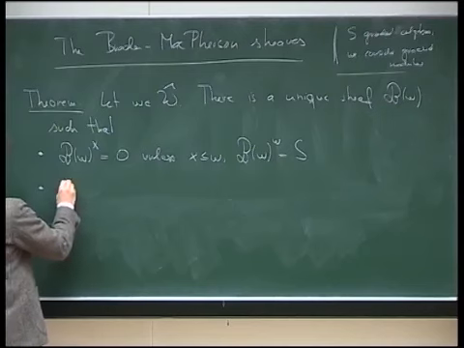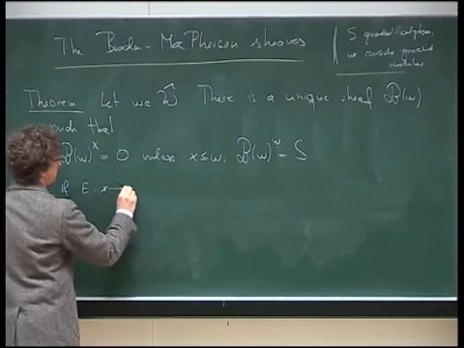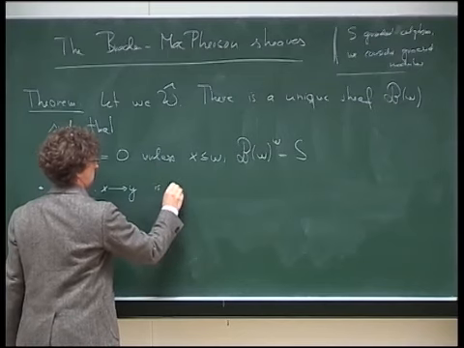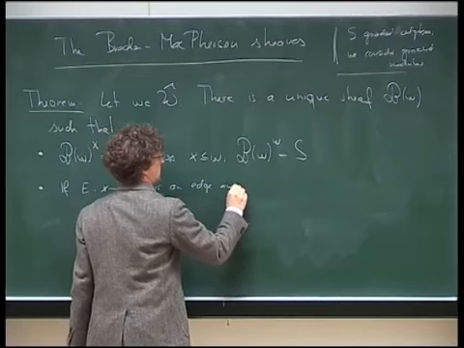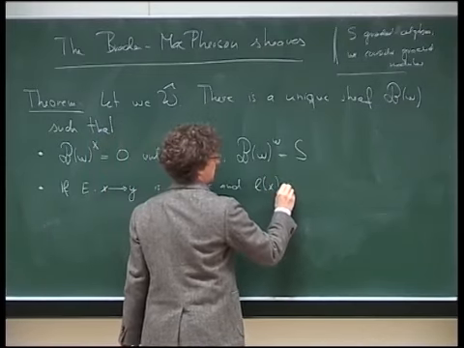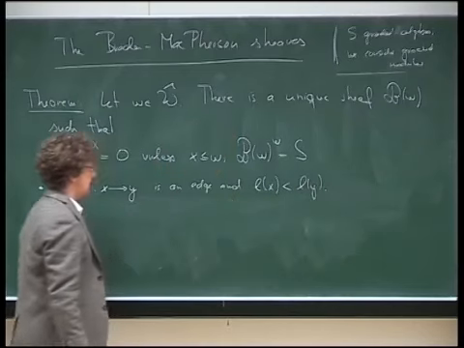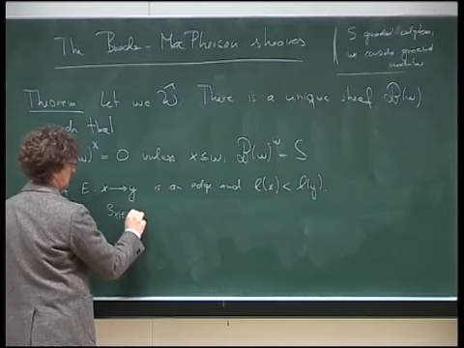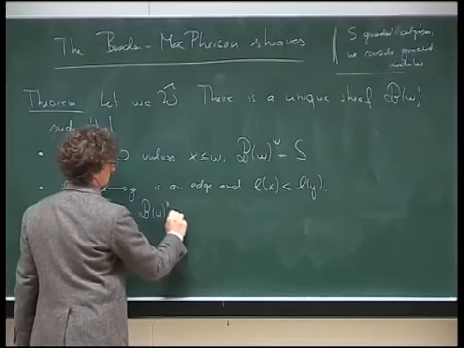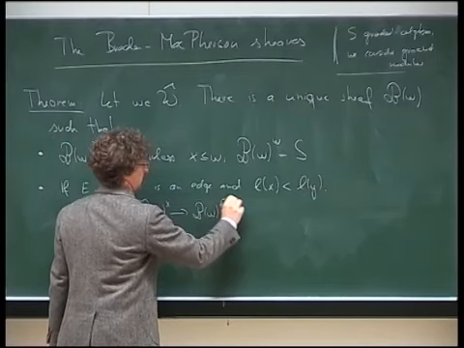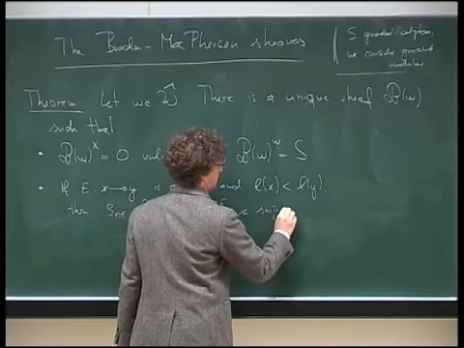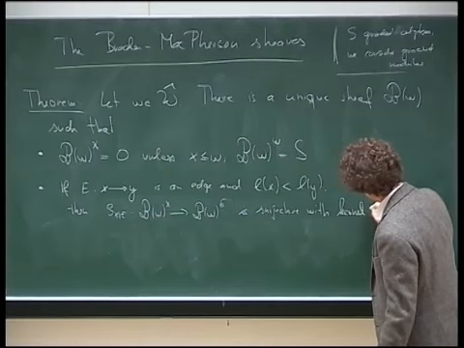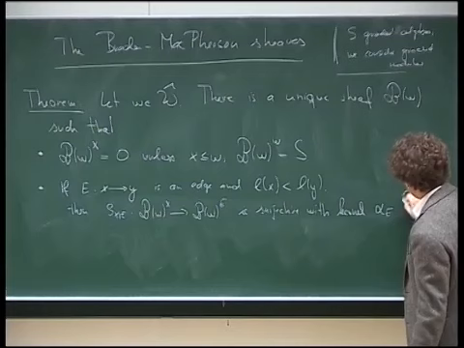The second is, if E is an edge pointing towards Y, so remember this means that the length of Y is bigger than the length of X, then this map rho XE, which goes from BWX to BWE, is surjective, and its kernel is alpha E times BWX.